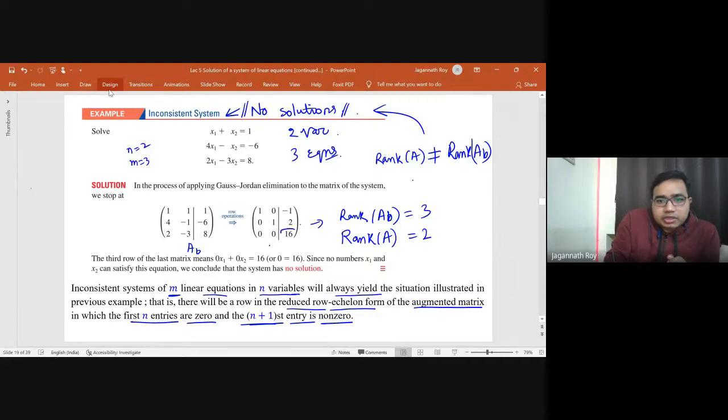So this part is talking about this particular row. If you write this equation, it will be 0x1 plus 0x2 equals 16. So it is giving us a situation 0 equals 16, which is not true. Mathematically it is impossible, 0 equals 16.